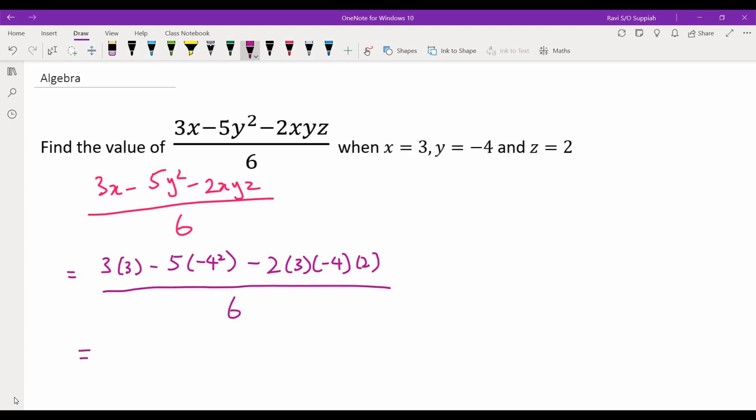Alright, so we can do this step by step. The first expression, 3 into 3, is straightforward. There will be 9. Now over here we have minus 5 multiplied by minus 4 squared.